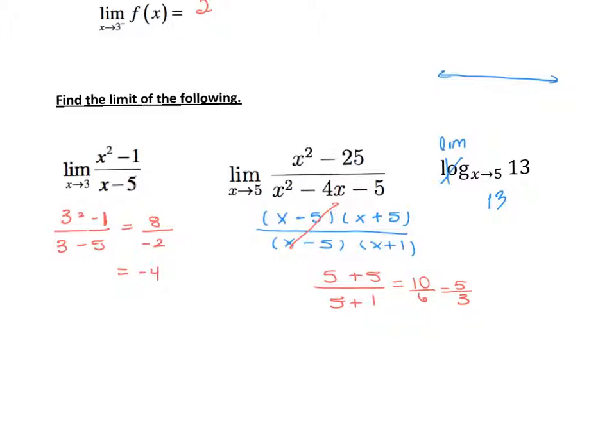All of these are y equals 13. What's your limit? y equals x squared minus 25 over x squared minus 4x minus 5. What is your limit?